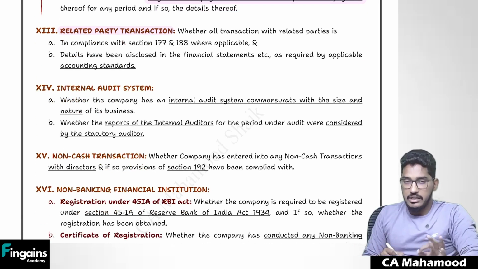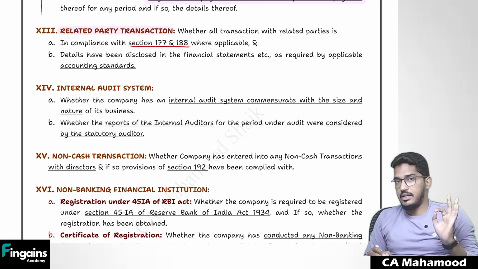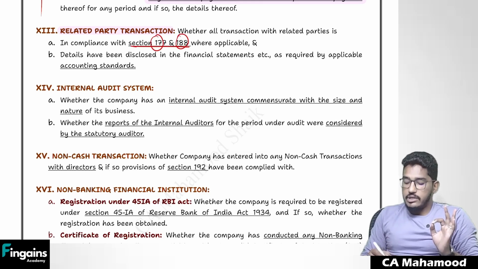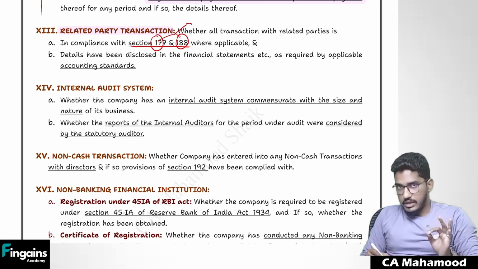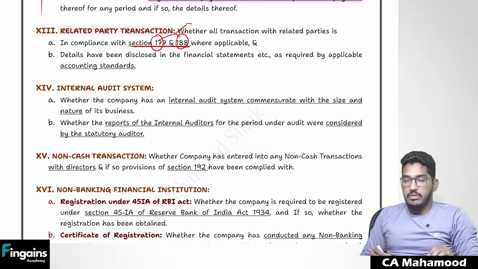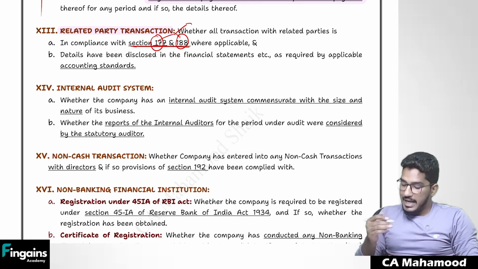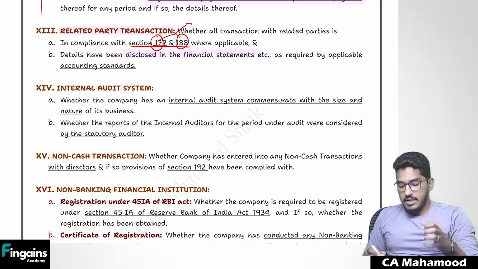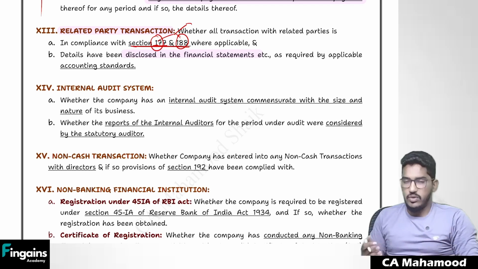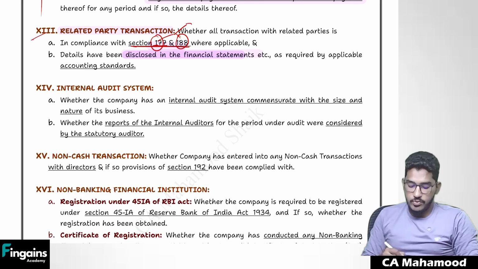Very simple. In case my client has any related party transaction, I need to check whether sections 177 and 188 of the Companies Act are complied with or not. Sections 177 and 188 of the Companies Act contain the provisions regarding related party transactions. I need to give a comment whether my client company has done the related party transactions as per sections 177 and 188. And regarding related party transactions, there are so many disclosures required in the financial statements. I also need to give a comment on whether all those disclosures required as per accounting standards or Ind AS, whatever it is, are given or not. So checking the compliance with sections of the Companies Act and checking the disclosure requirements. So this is point number 13.